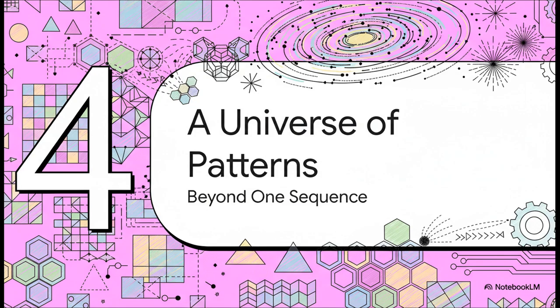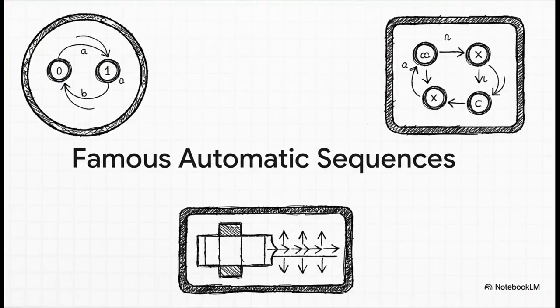But this isn't just a one-off party trick. This simple machine method actually unlocks an entire universe of other incredible patterns. The sequence we've been looking at this whole time is actually famous. It's called the Thue-Morse sequence. But by designing just slightly different machines, you can generate all sorts of other amazing patterns. From the Rudin-Shapiro sequence to the pattern you get from repeatedly folding a piece of paper, each one is powered by its own unique but still very simple little engine.